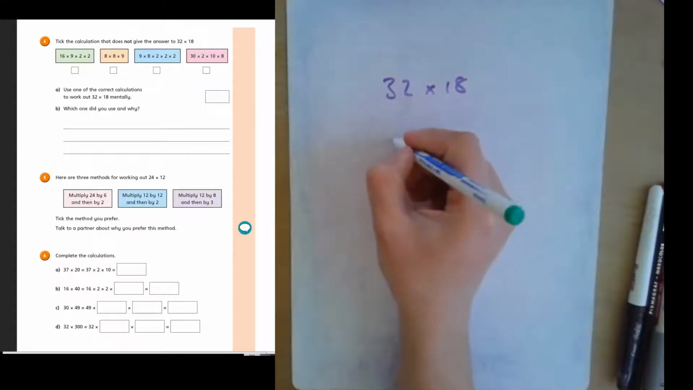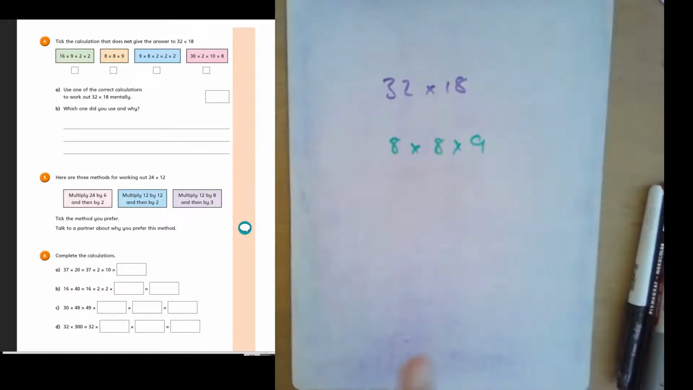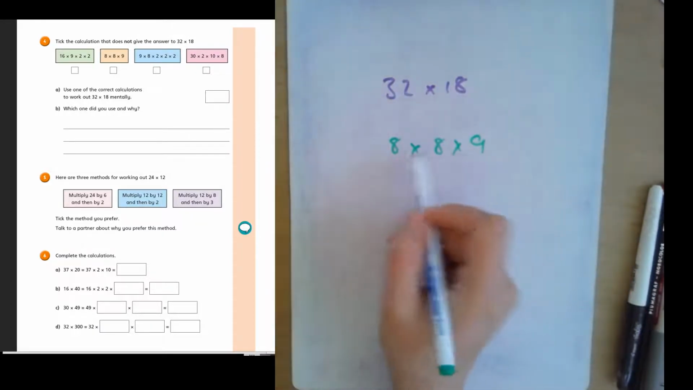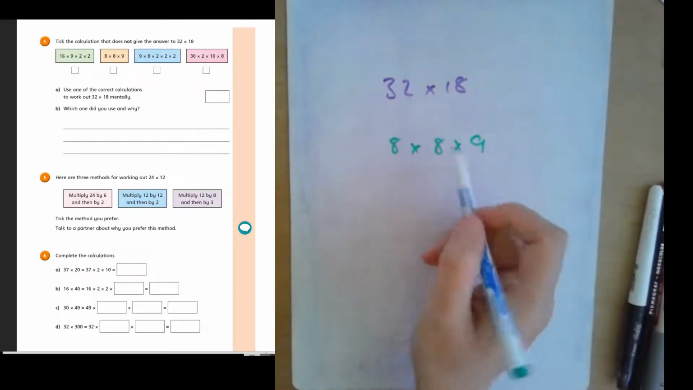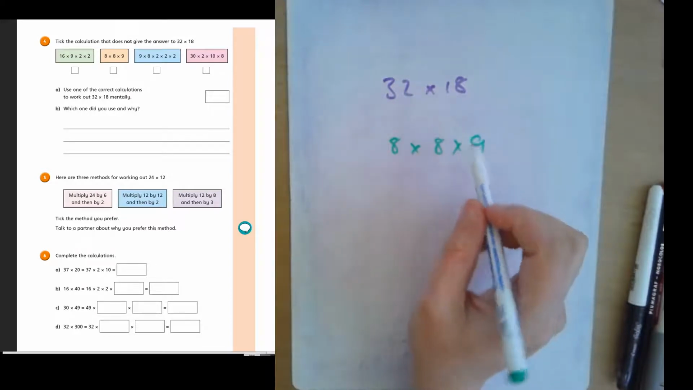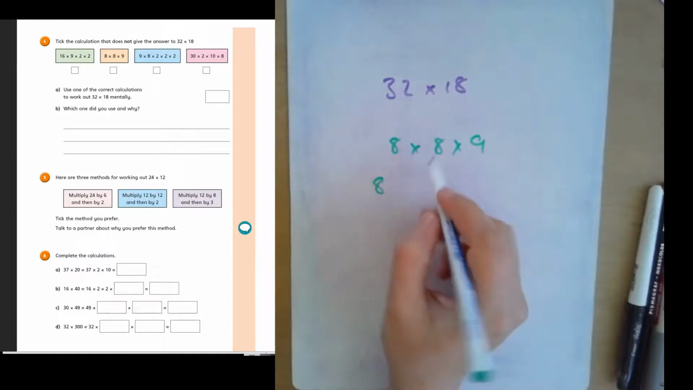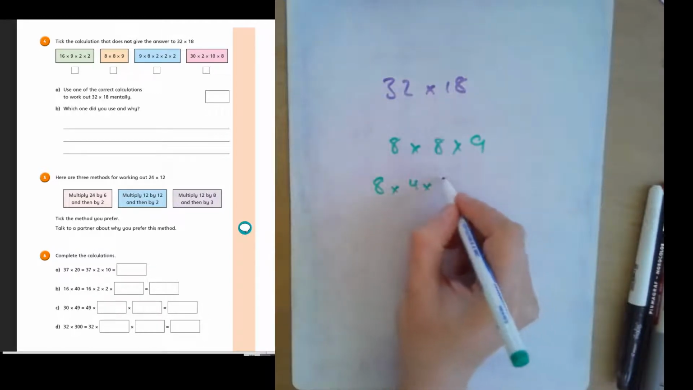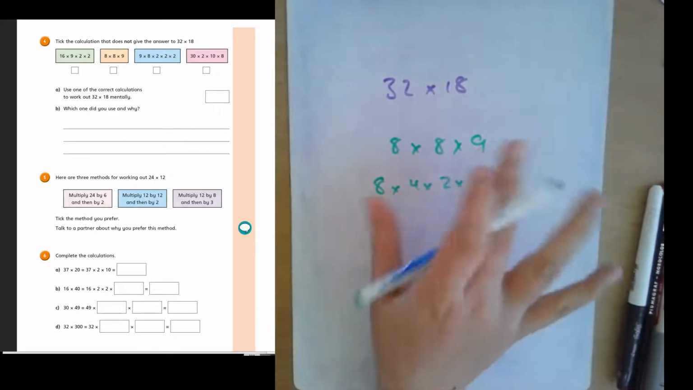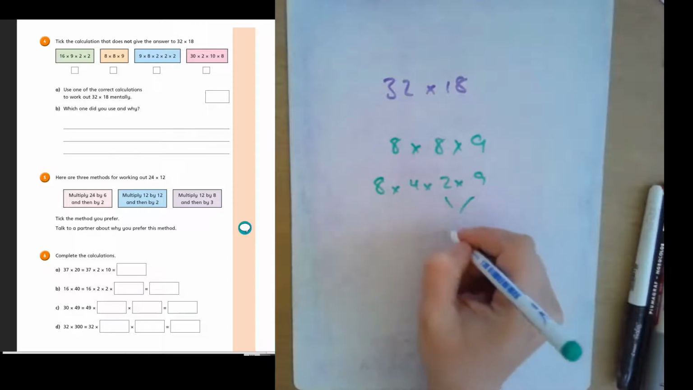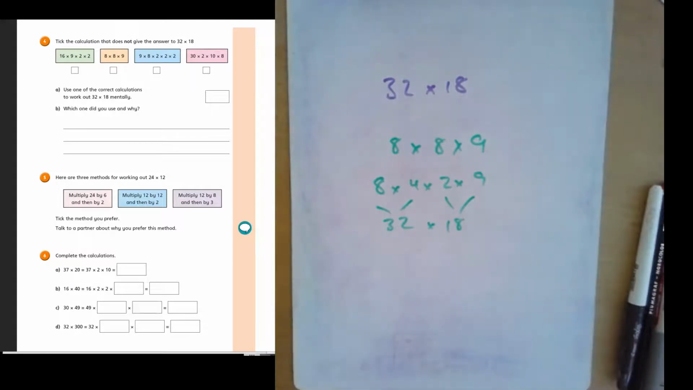Okay, so the next one says 8 times 8 times 9. This one seems a little bit different because you're like, well, I can't get those numbers out of these. Just think about it a little bit differently. I would say, what times 9 equals 18? 2. So can I get a 2 out of any of these? Well, yes, I can. So instead of writing 8 times 8, I'm going to put 8 times 4 times 2 times 9, because I know 4 times 2 is 8, so it's still exactly the same. 2 times 9 is 18, 4 times 8 is 32. Is it still the same thing? Yes.